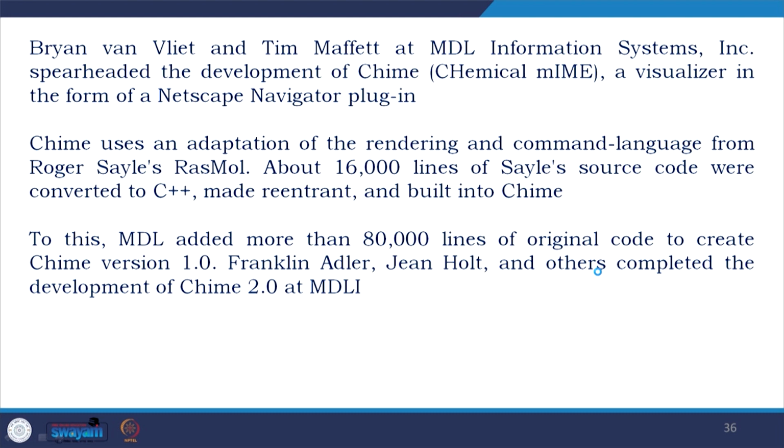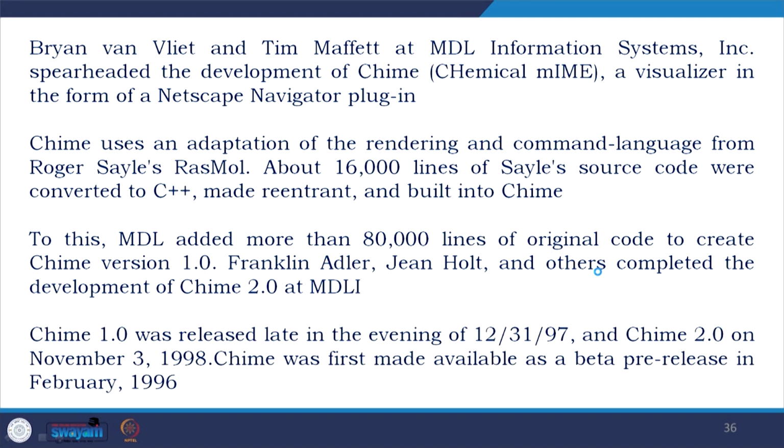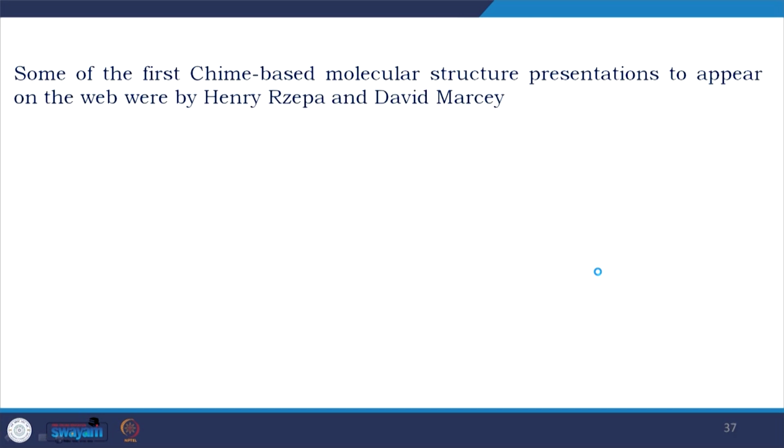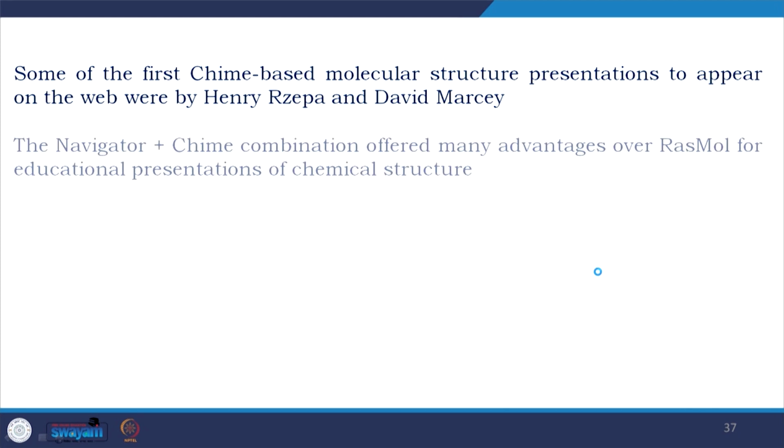Franklin Adler, Gene Holt and others completed the development of Chime 2.0. Chime 1.0 was released late in the evening of 12/31/97 and Chime 2 on November 3, 1998. Chime was first made available as a beta pre-release in February 1996. Some of the first Chime based molecular structure presentations to appear on the web were by Henry Repa and David Marcy. The Navigator plus Chime combination offered many advantages over Rasmol for educational presentation of chemical structure.